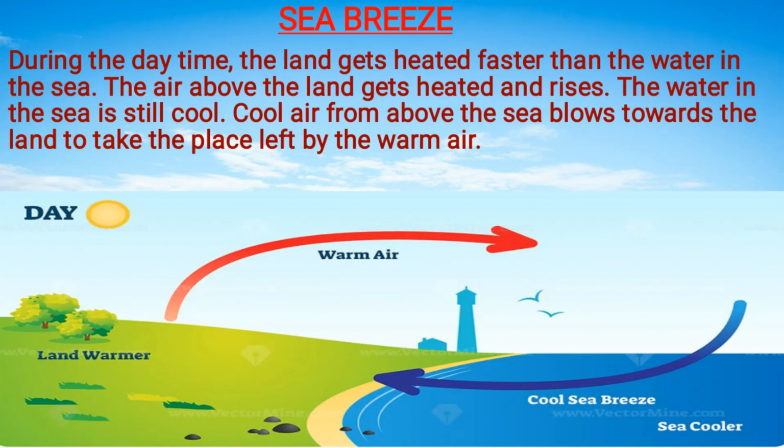Sea breeze. During the daytime, land gets heated faster than the water in the sea. The air above the land gets heated and rises. The water in the sea is still cool. Cool air from above the sea blows towards the land. This breeze is known as sea breeze.